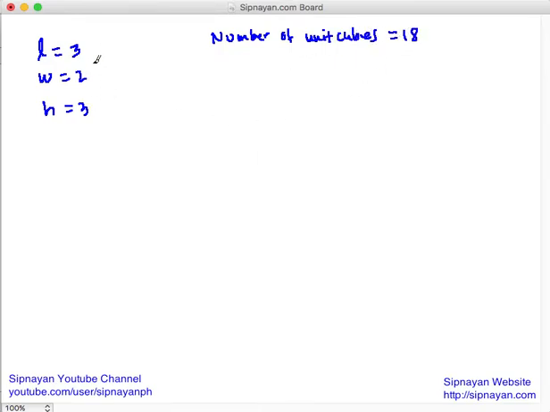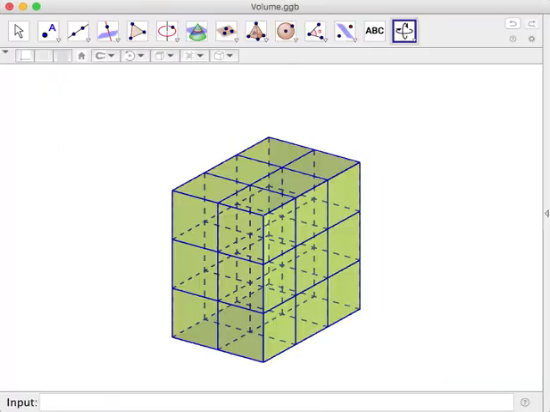And interestingly, ang product nitong tatlong to ay also 18. 3 times 2 times 3 is 18. So, length times width times height is equal to 3 times 2 times 3, which is equal to 18. And length times width times height, ang tawag natin sa volume. So, ang ibig sabihin pala ng volume is the number of unit cubes in a solid.